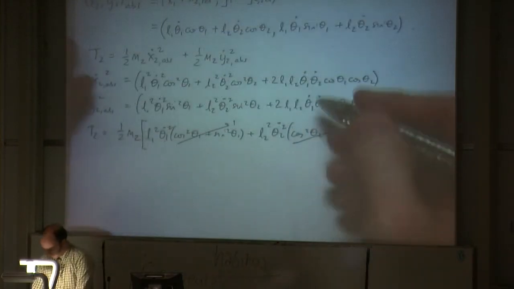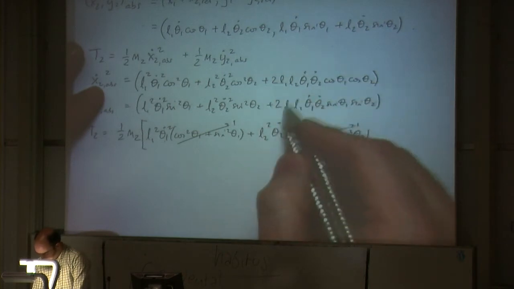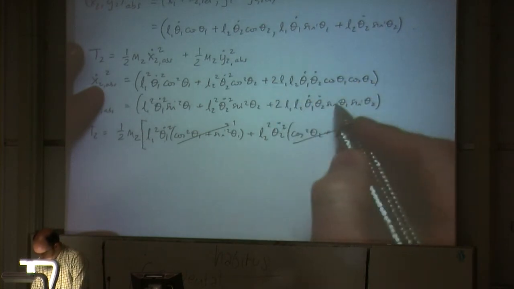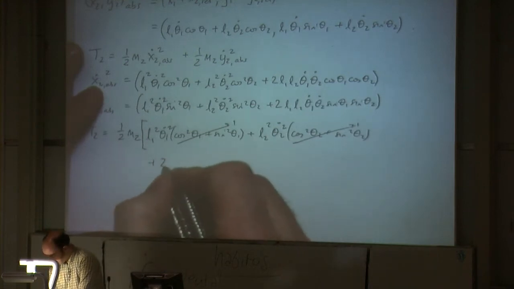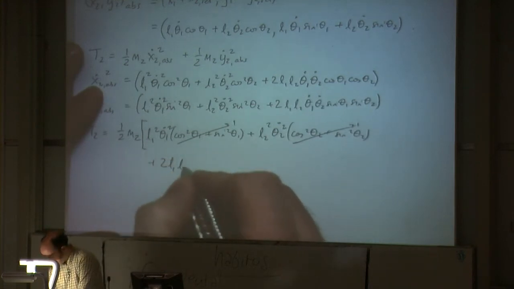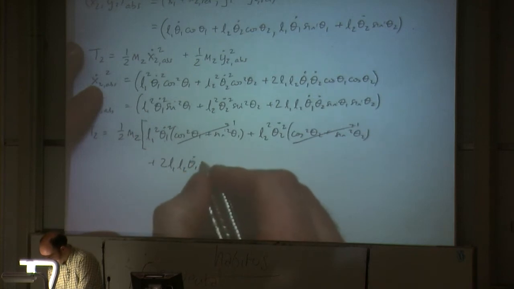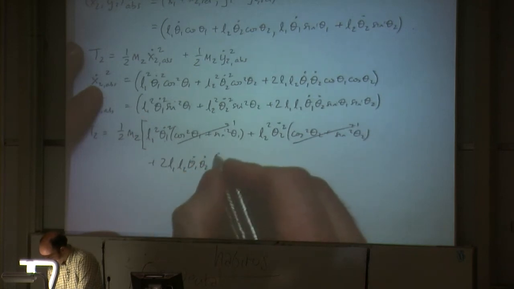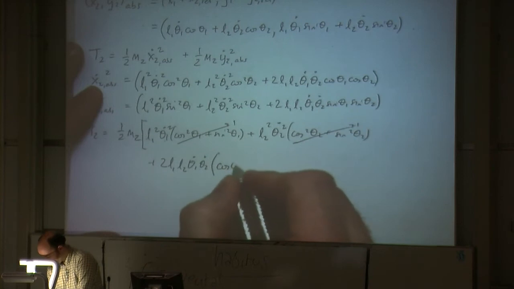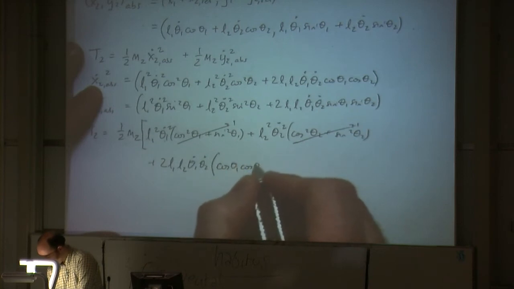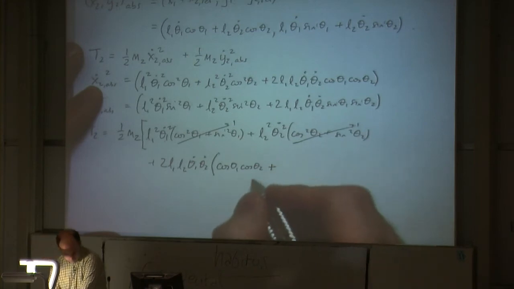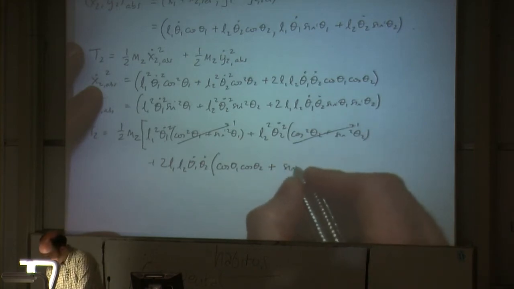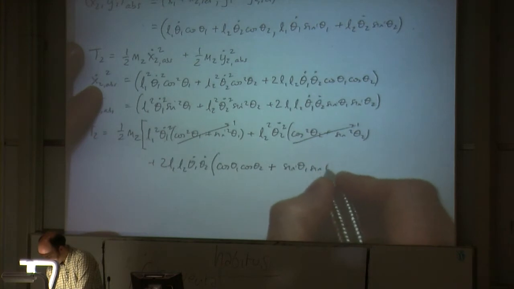And so we have to deal with these last two terms. Well, again, they're common with the exception of these trigonometric terms. So we could write this out as plus 2 L1 L2 θ1 dot θ2 dot, and then in brackets cosine of θ1 cosine of θ2 plus sine of θ1 sine of θ2.